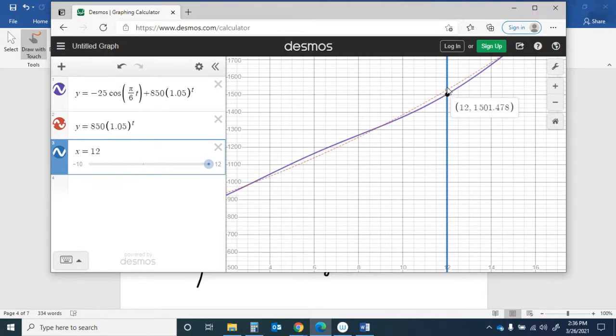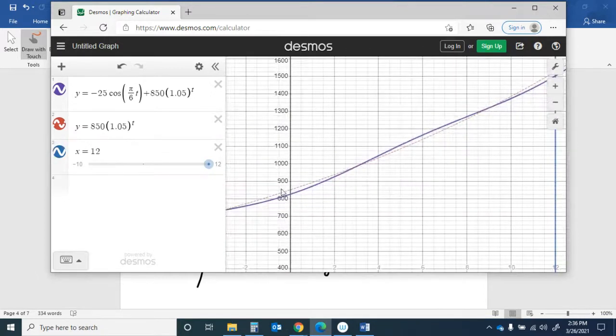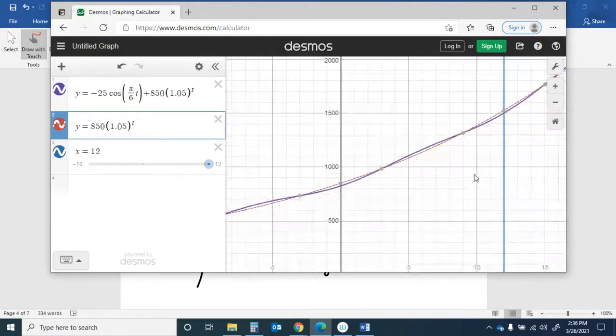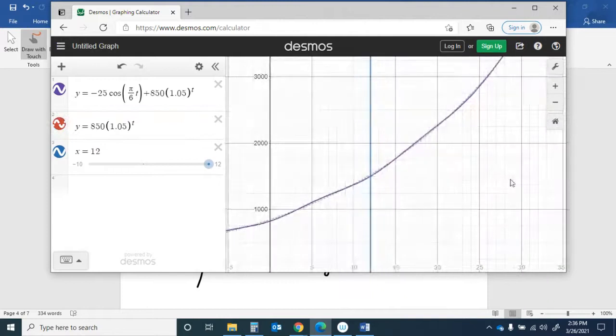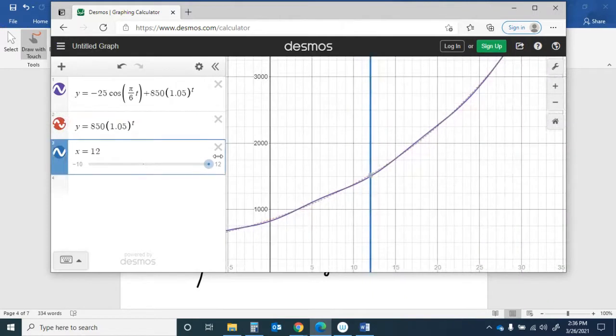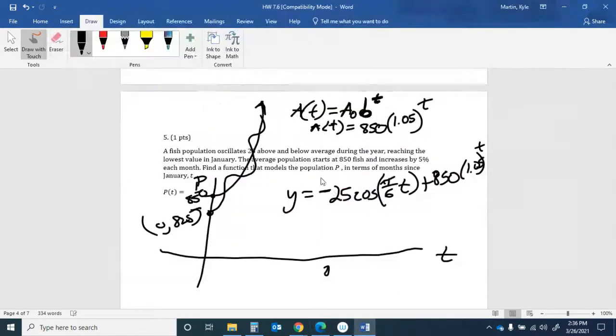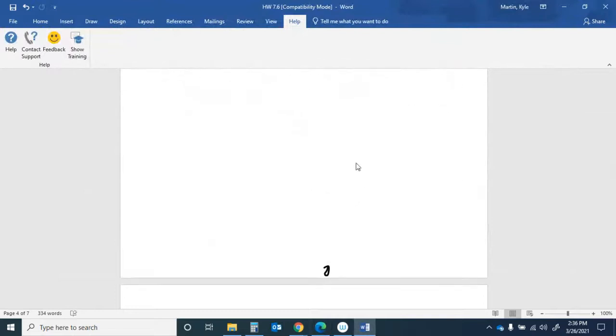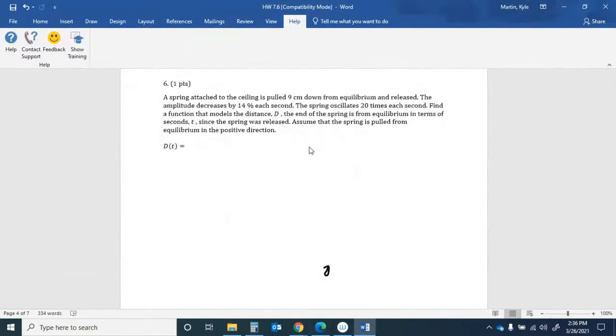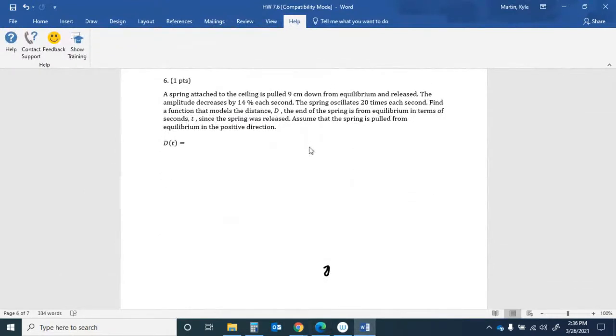By the end of the first year, the average has increased to 1526, all the way from an average the prior January of 850. And so it's experiencing exponential growth. That's an interesting problem. Non-trivial. All right, number 6.